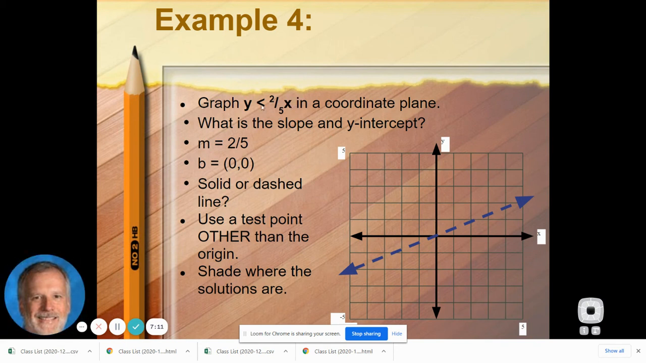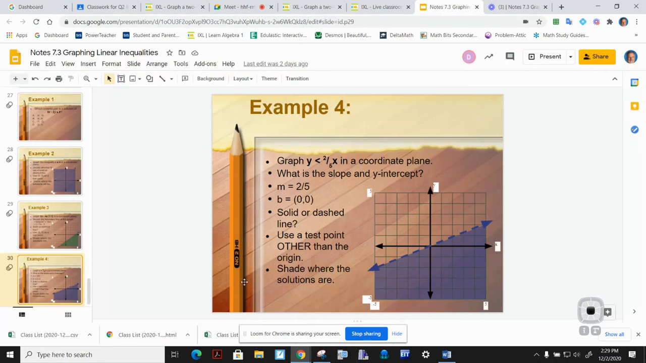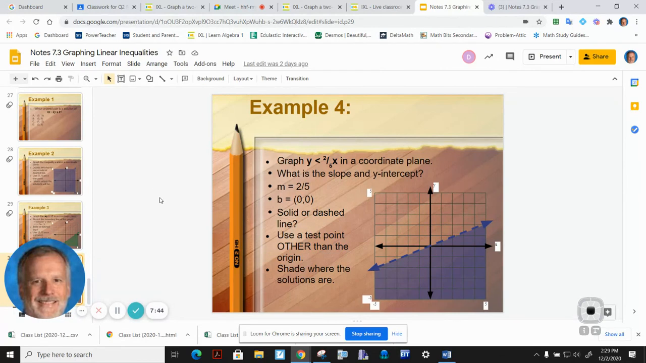So if my y value is 1 and my x value is 0, 2/5 times 0 is 0. So the question is, is 1 less than 0? We all know that's not true. So that means that this point, 0, +1, is not a part of the solution set. So I have to shade over here on this side. And that would be the answer I'm looking for. All right, so that's just a couple of quick examples on how to graph linear inequalities.